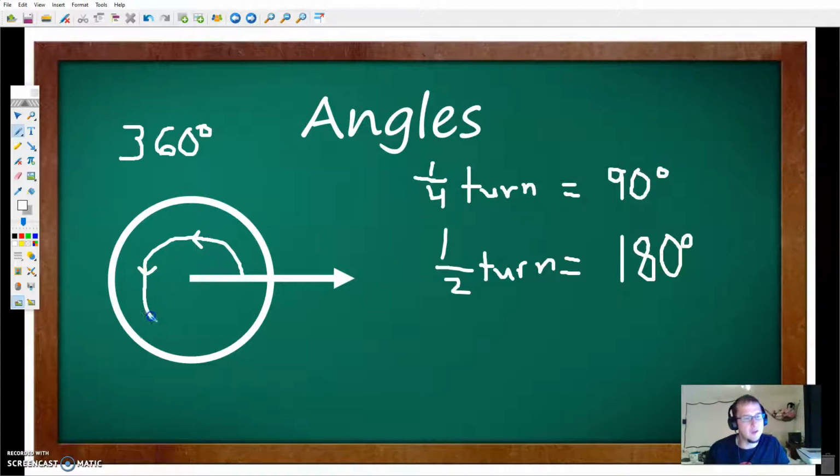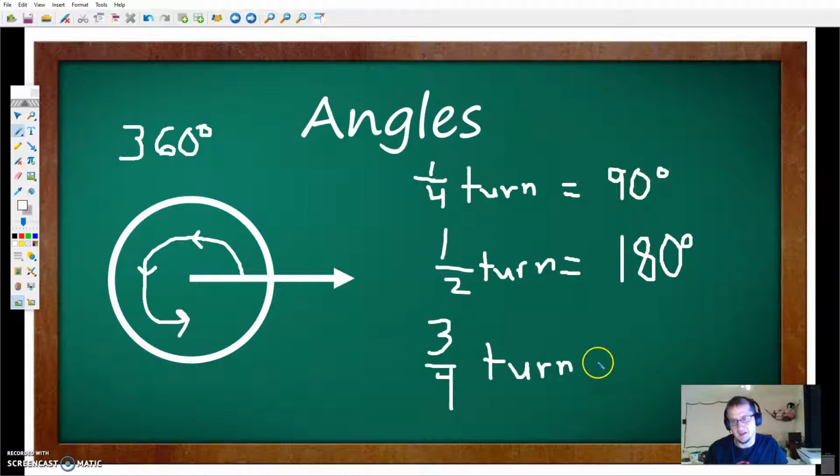So our final one then was the 3/4 turn. So we've now turned 3/4 of the way around our circle. We're just going to, again, add that other fourth. 1/4 plus 1/4 plus 1/4. 90 plus 90 plus 90. 90, 180, 270. So a 3/4 turn is 270 degrees.